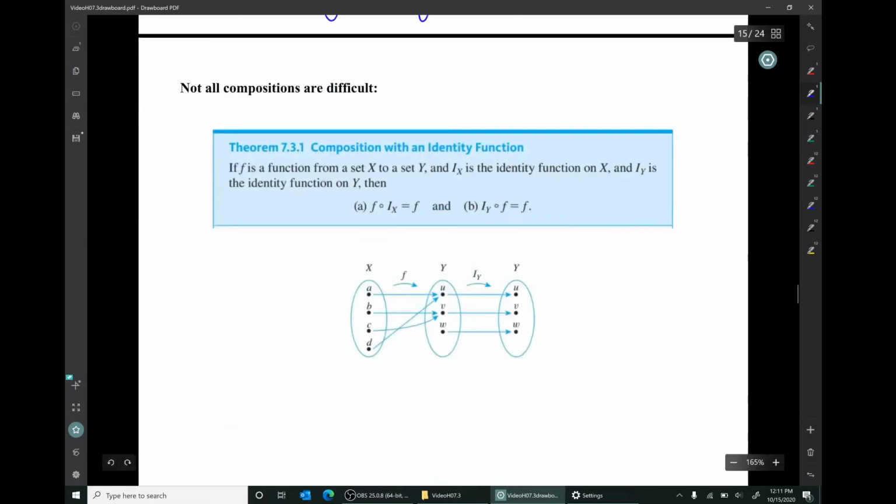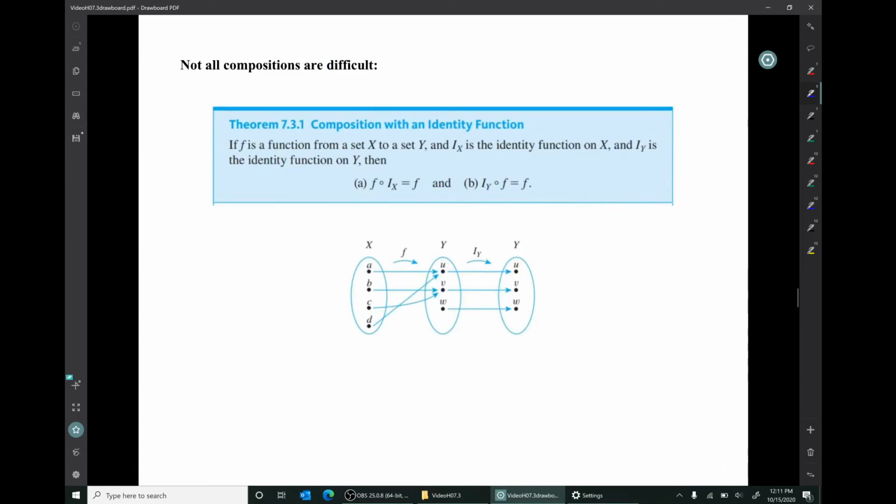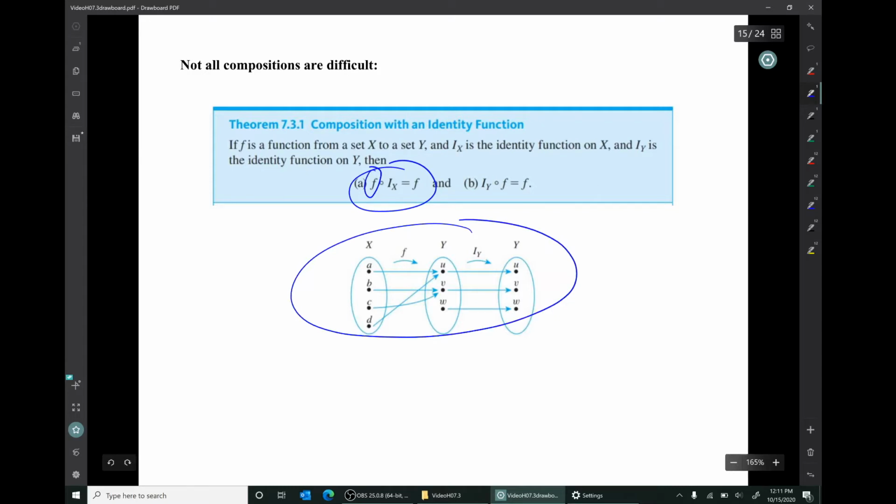Let's go on. Now, not all compositions are difficult. If you compose a function f with the identity function, you just get the function f. So consider this diagram. f is a map from X to Y. The identity function on Y is a map from Y to Y. And you can see that composing f with the identity function has no effect on the outputs.